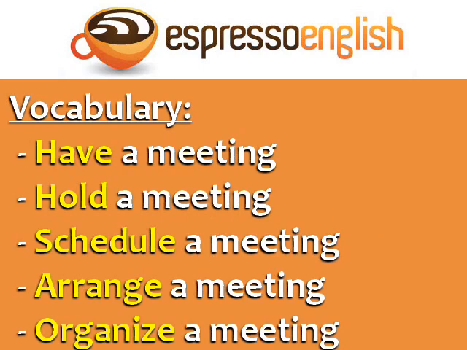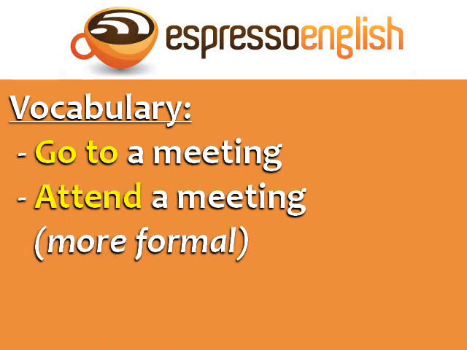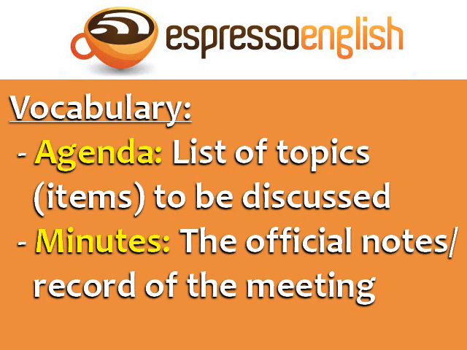The verbs typically used with meeting are have and hold. You can also use schedule, arrange, or organize to talk about having a meeting in the future. When you participate in a meeting, you go to the meeting or attend the meeting. A well-organized meeting will have an agenda. That's a list of topics, often called items, that will be discussed.